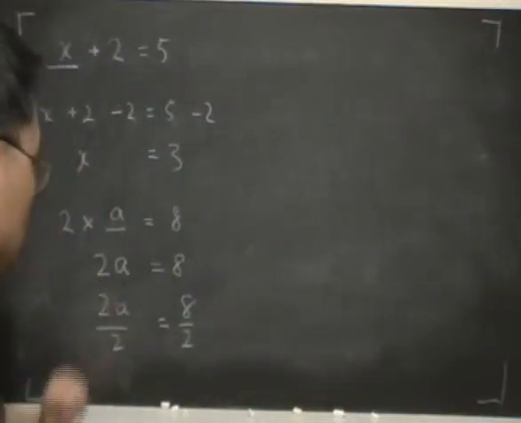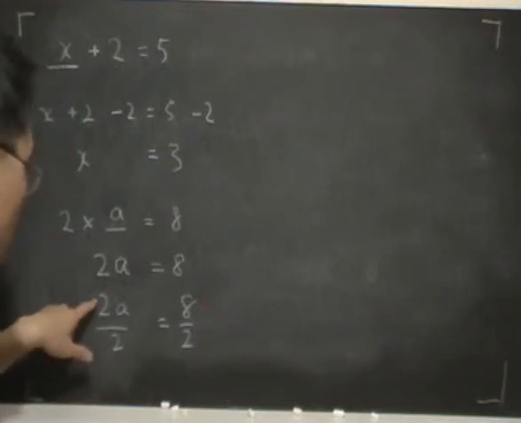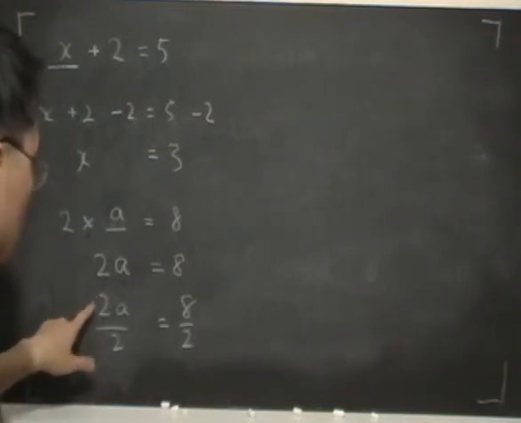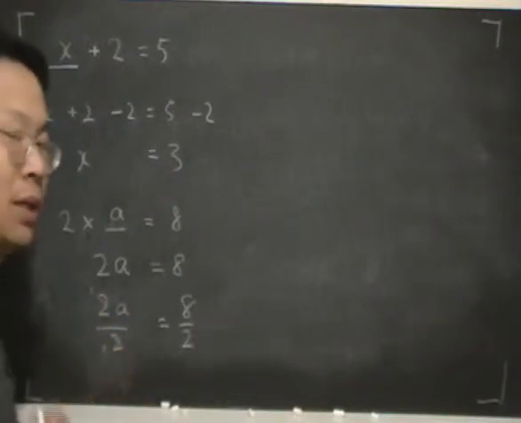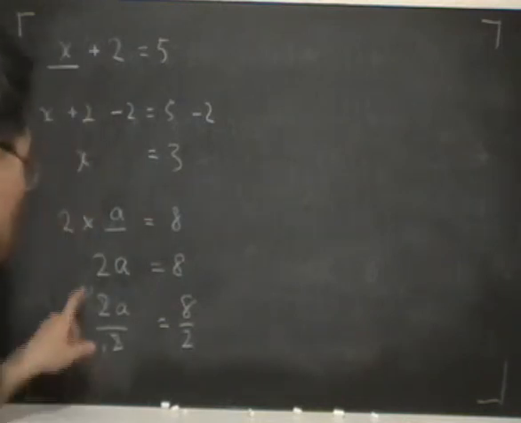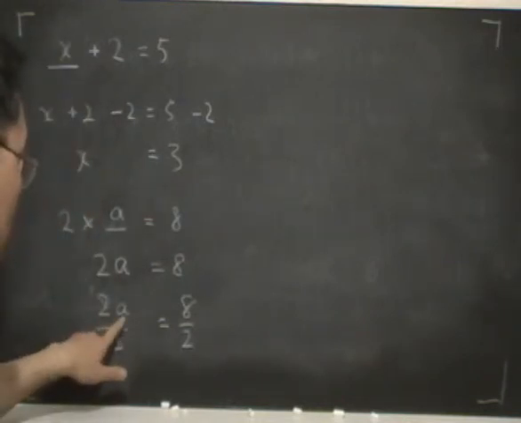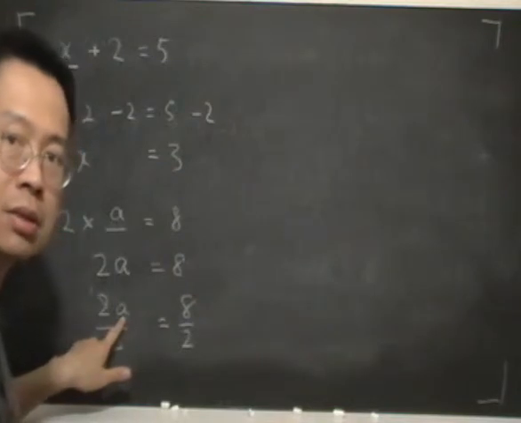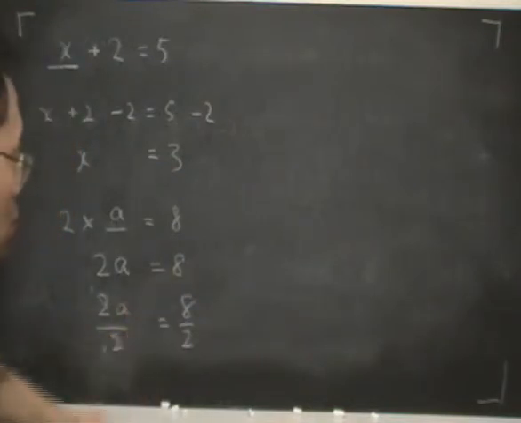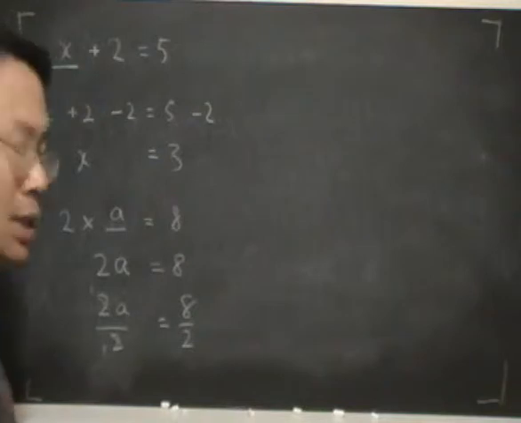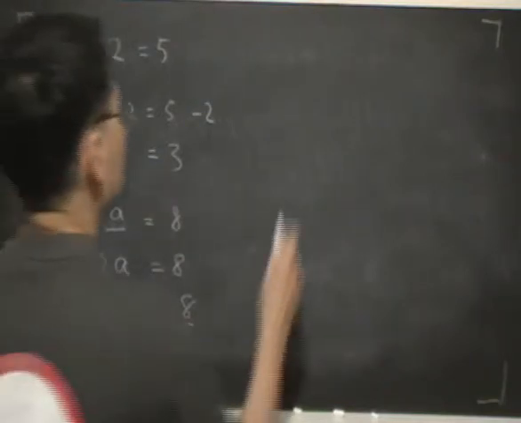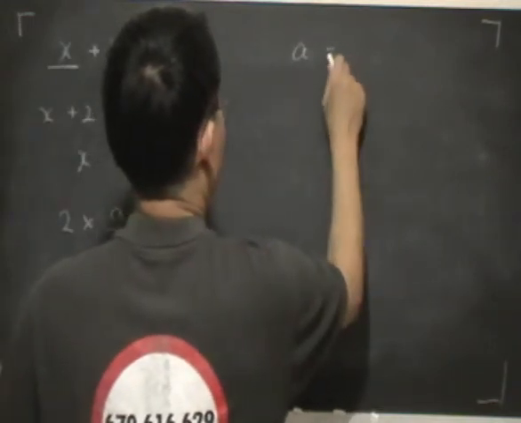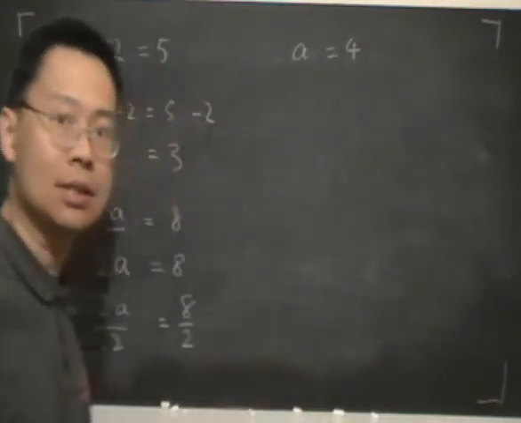So now, let's simplify that. On the left side, we can cancel. We divide by 2 on the top and divide by 2 at the bottom. Get 1 and 1, and then only A is left. On the right side we have 8 over 2, which is 4. So we get A is equal to 4, and that's the answer.